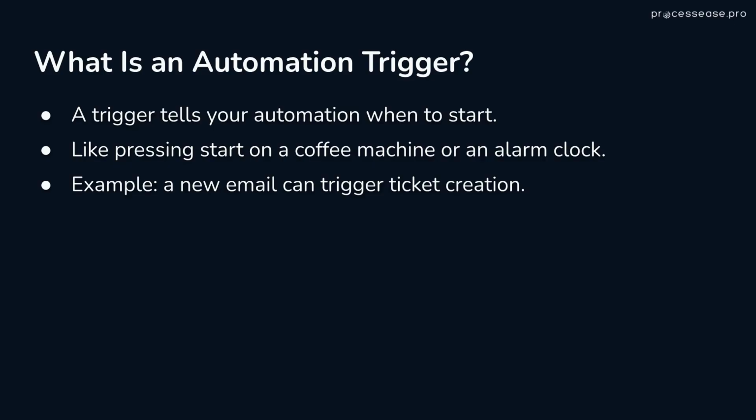So, what exactly is an automation trigger? A trigger is the signal that starts your automation. It tells the workflow, okay, go. Think of it like pressing the start button on a coffee machine. Once you press it, the process begins. Or like an alarm clock ringing. That sound kicks off the next action. In automation, the same idea applies. For example, a new email can act as the trigger and automatically start a workflow, like creating a support ticket.